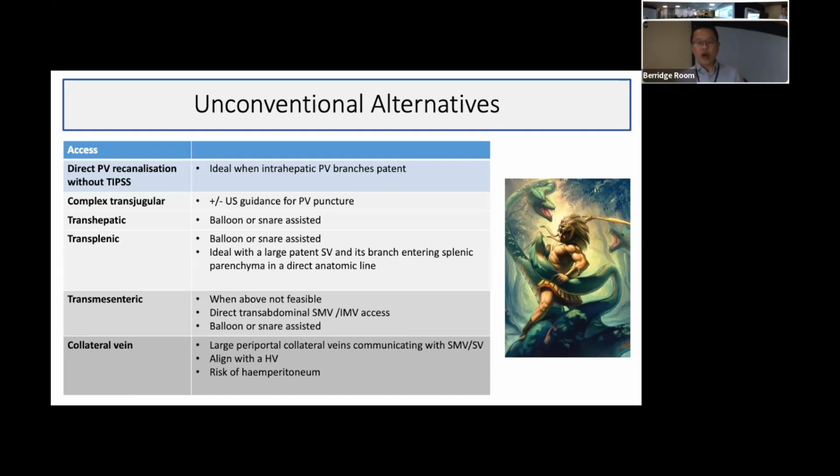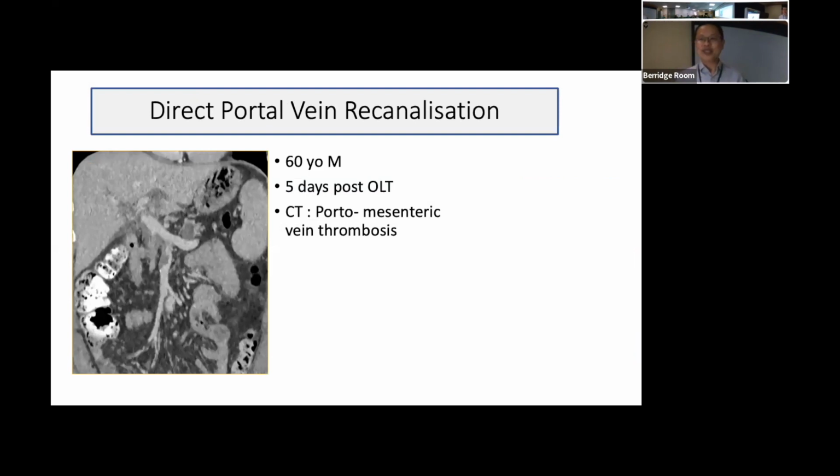And there were a couple of case reports on puncturing the collaterals and then forming the TIPS, as long as the collaterals also drain or communicate with the SMV or splenic vein. So I've been asked to do that a couple of times, but the surgeons have not agreed to do that one. I think it's quite risky. So I'm going to give you some examples here.